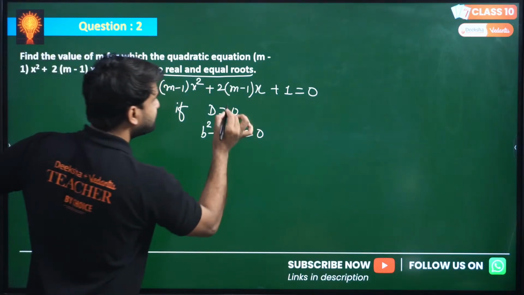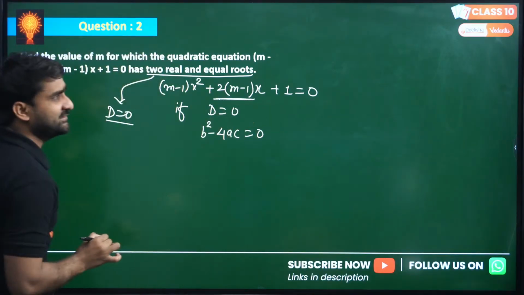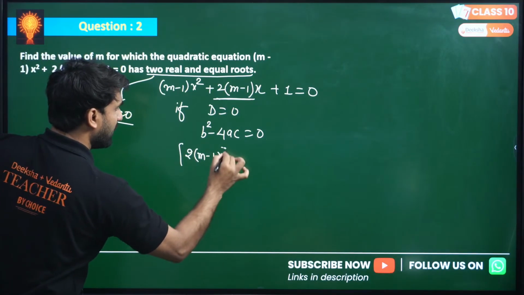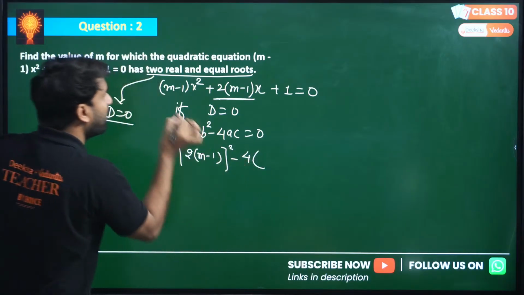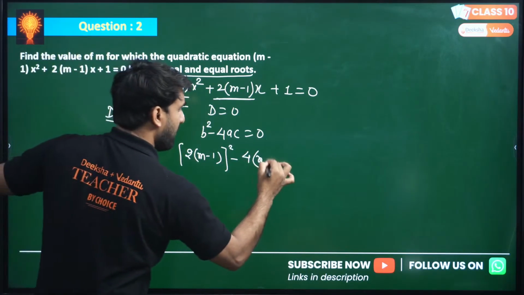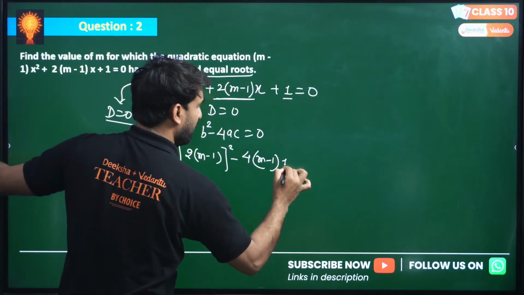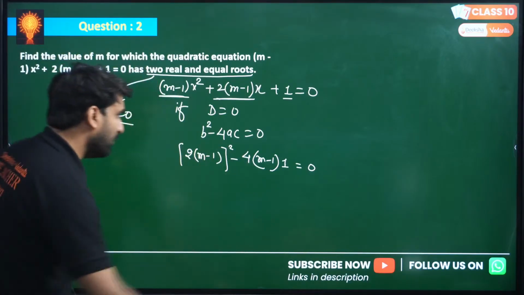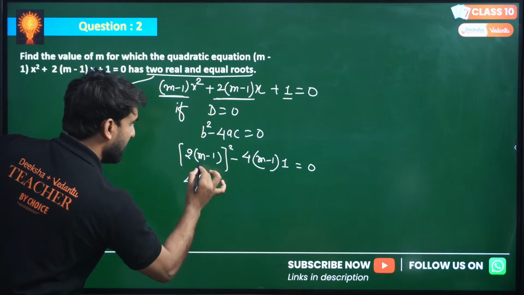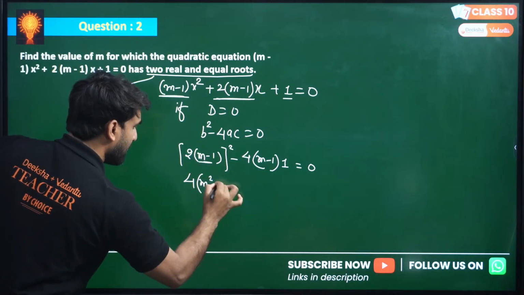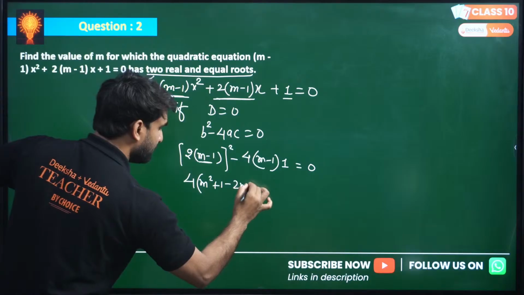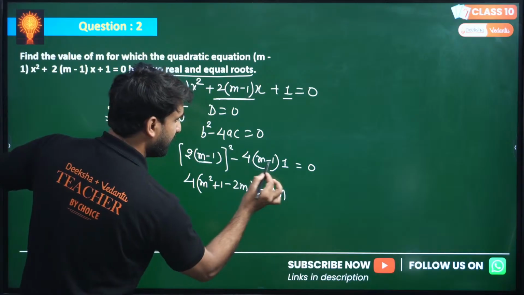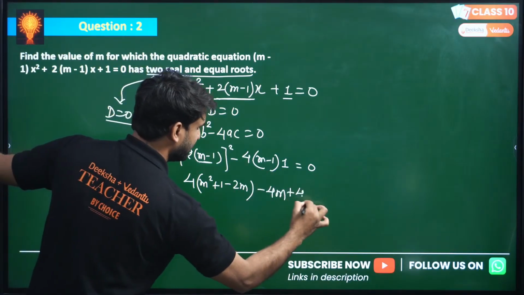Now, what is b here? b is this. The coefficient of x is called b. So (2m minus 1) whole square minus 4. a is what? a is this whole bracket, m minus 1, and c is already 1, equals 0. Now basic calculation is here. 2 square will be 4, and (m minus 1) whole square will be m square plus 1 minus 2m. Now we can open this bracket. So 4m into 1 will be minus 4m, and 4 into 1, and minus minus plus, so plus 4 equals 0.